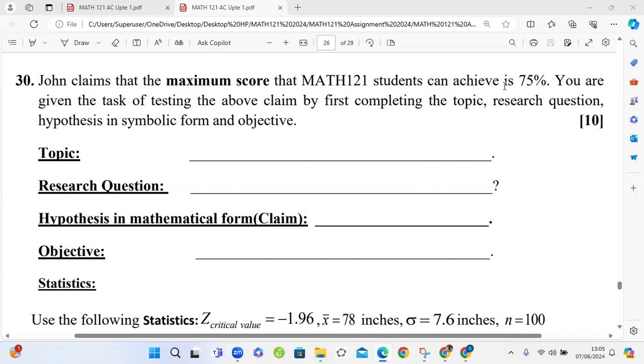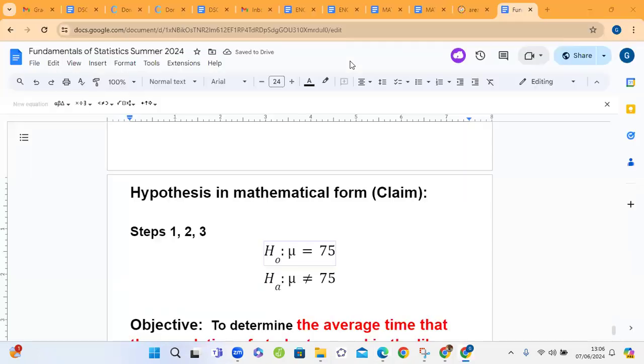Now we have to translate this to symbolic form. The symbol for "is" is the equal sign. And since this carries the equal sign, it will be a null. To complete the pair, the alternative will be the not equal sign. So that will be steps number 1, 2, and 3 to start the hypothesis test.